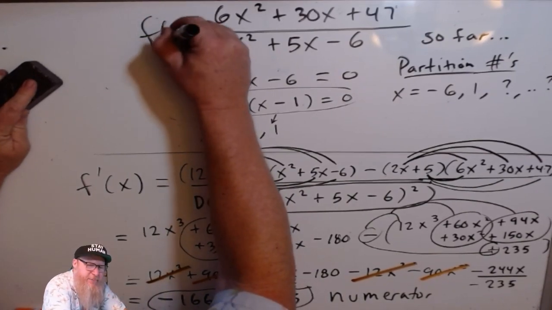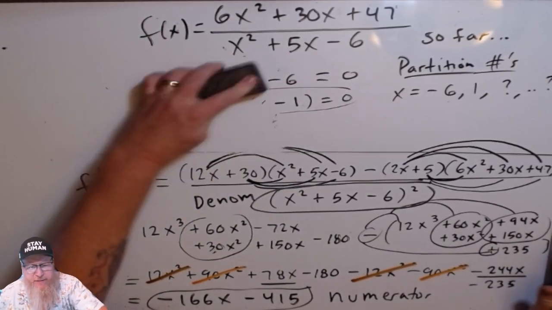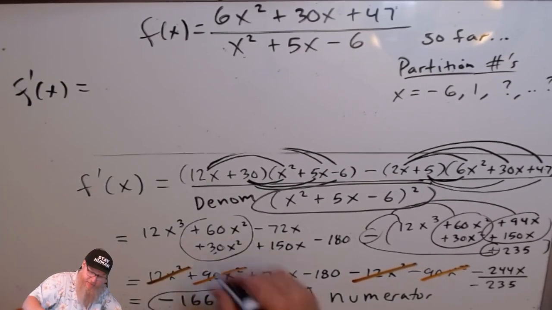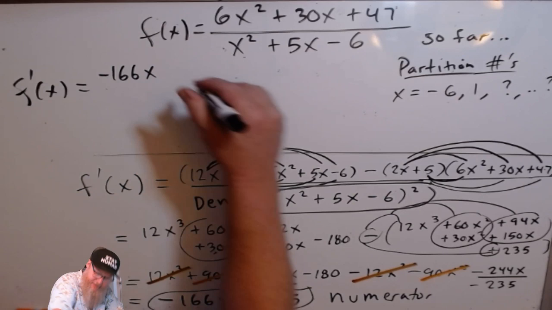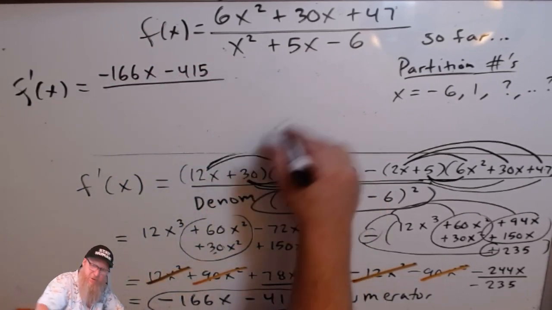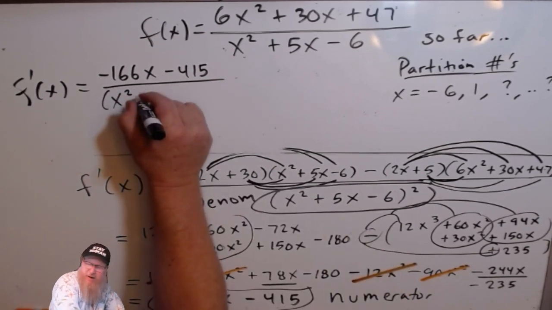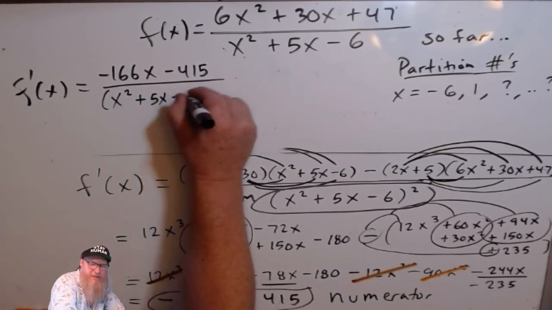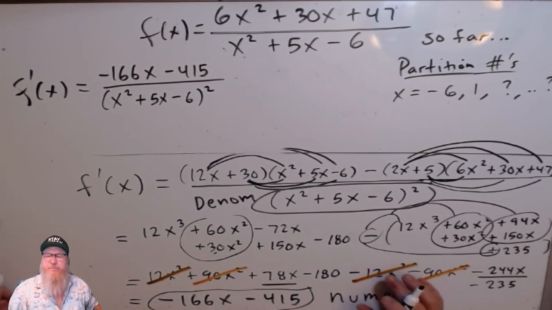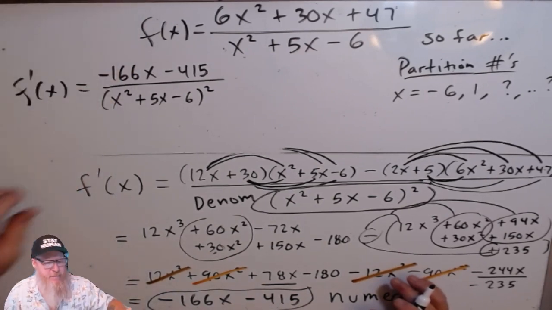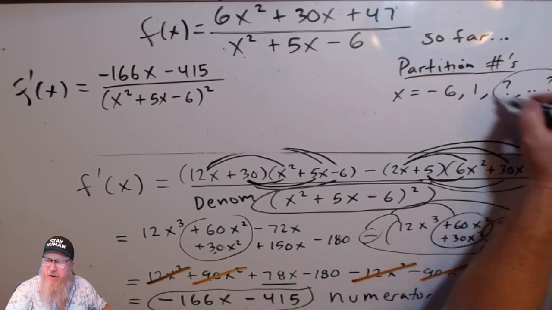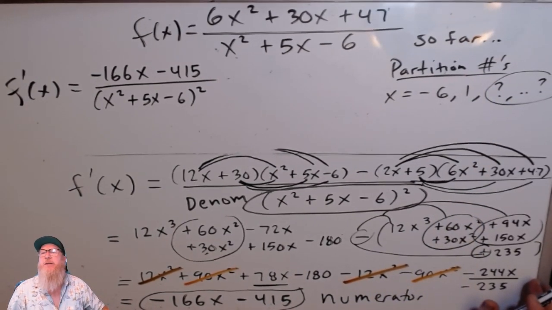I don't want to erase my f. I might need it later. My f prime now is negative 166x minus 415 over x squared plus 5x minus 6 squared. And now I need to find out if there are any other partition numbers.